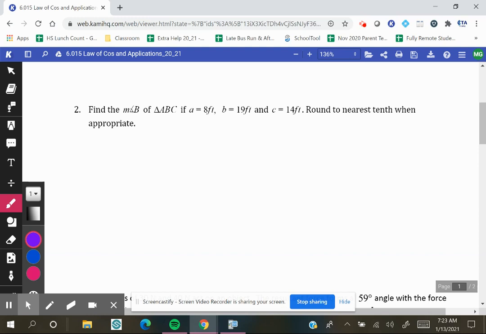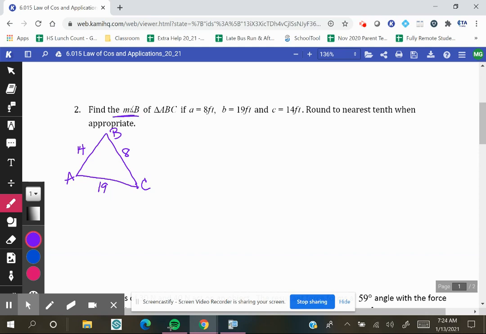Find the measure of angle B of triangle ABC. I'm just going to draw a picture to get an idea of what we're talking about here. So here's triangle ABC. Side A is 8. Side B, that's lowercase b, across from angle B, is 19. And side C, lowercase c, across from capital C, which is the angle, is 14. Round to the nearest tenth where appropriate.